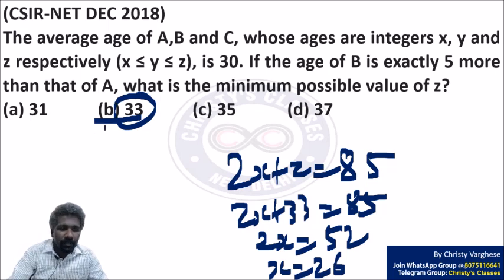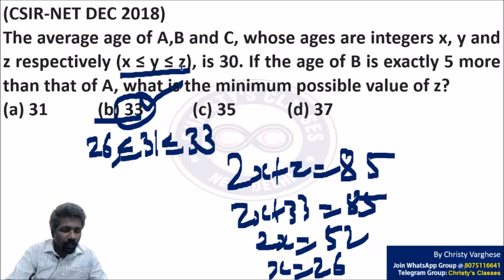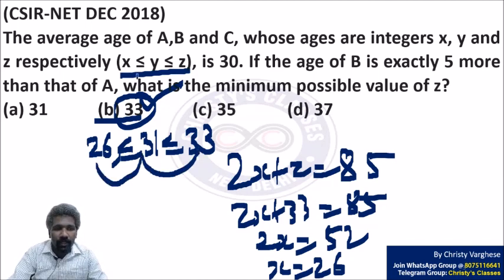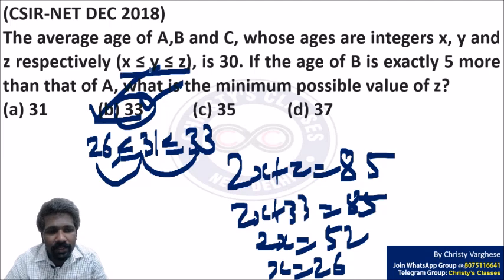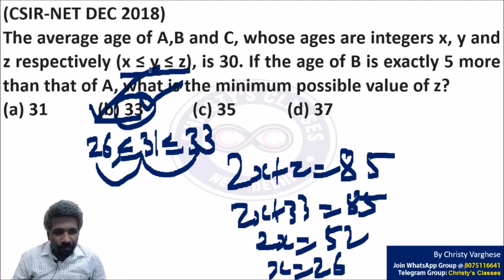So if option B is the answer, 26 is the x. Y will be 5 more than 26, 31. Z will be 33. And that is totally satisfying the condition that x less than or equal to y less than or equal to z, because 26 less than 31 less than 33. So option B being the answer does not create a contradiction. So option B is the correct answer.